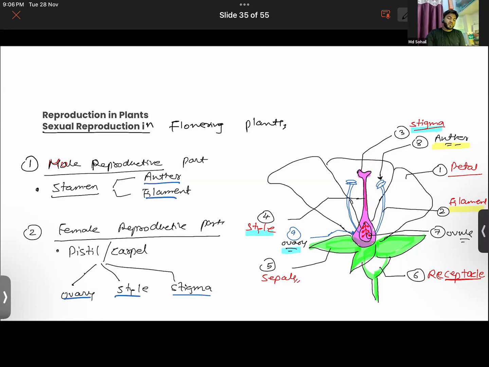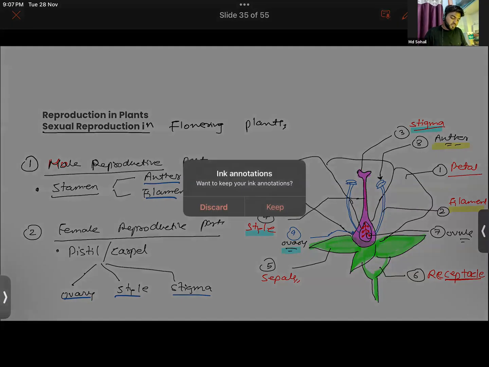Then look at this tube-like structure, that is the style. Any guesses what could be the function of this style? What function does this tube-like structure perform? Yes, it takes the pollen grains down into the ovary. Exactly, and that is the function of the style. Look over here at what basically happens.